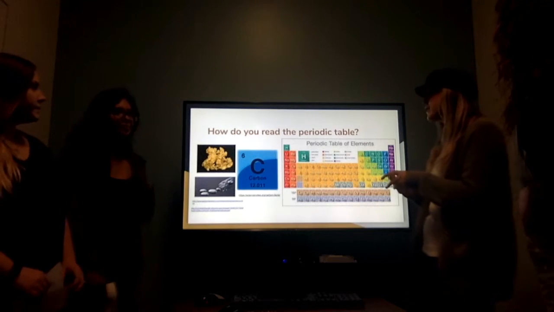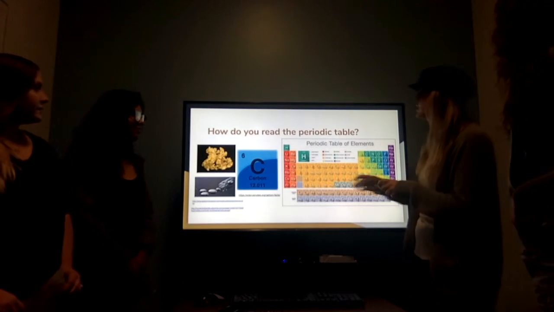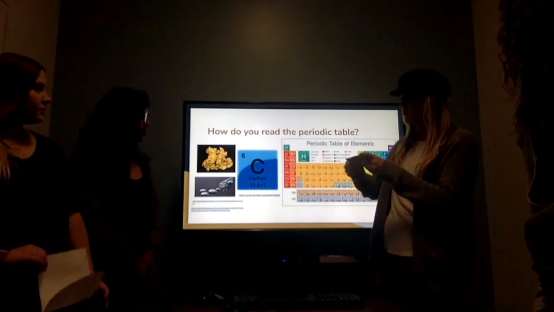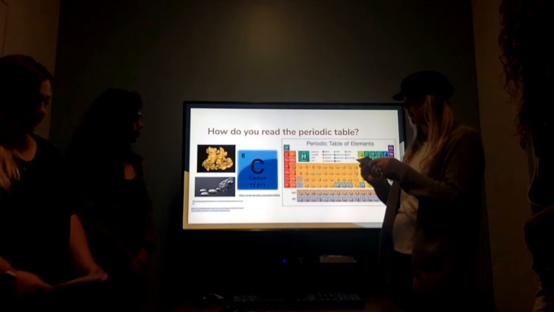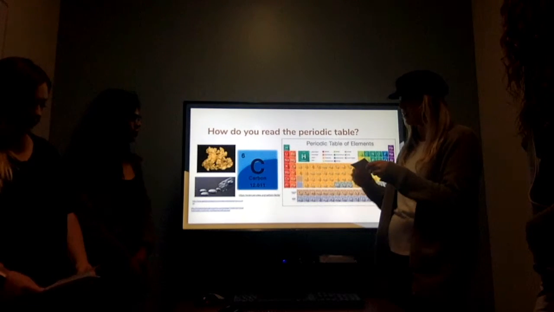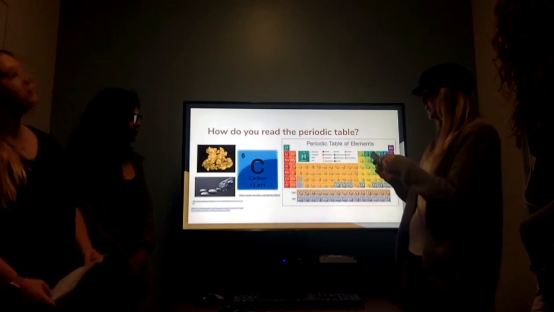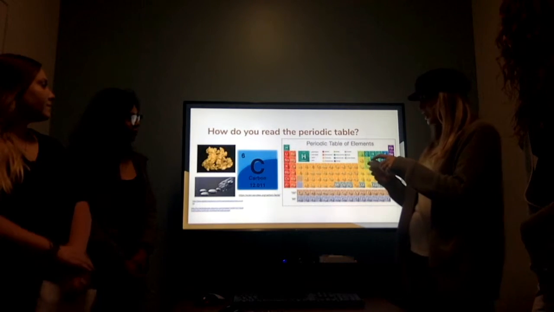So how do you read the periodic table? This is carbon right here, and the number 6 is the atomic number, which is the number of protons in the element. The atomic mass right here is 12. You don't have to memorize the periodic table, because you can learn to read it. The elements are highly organized.